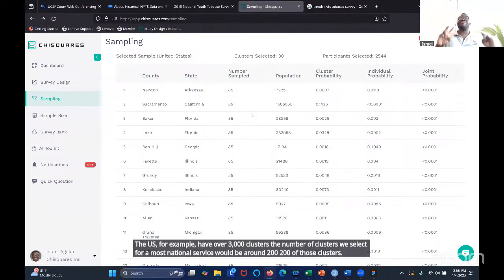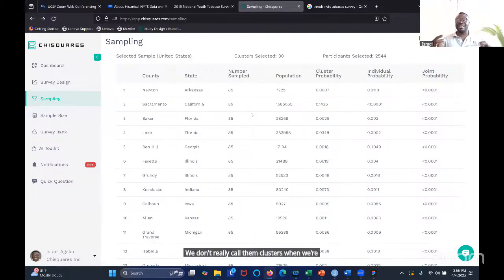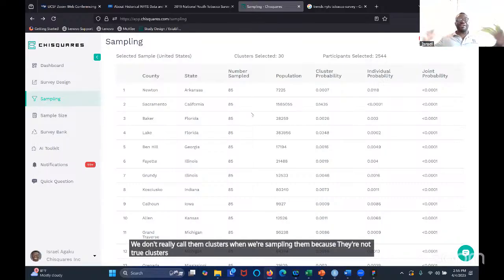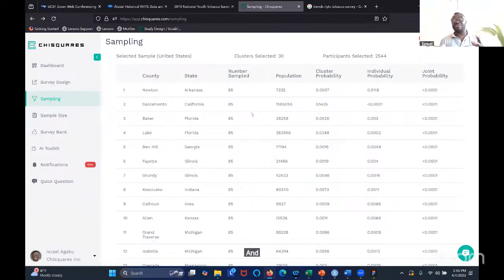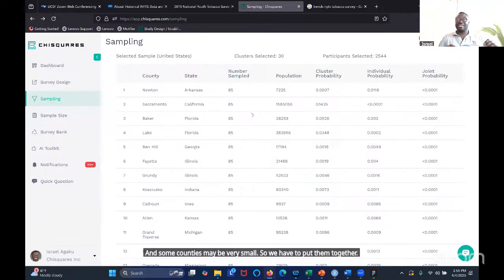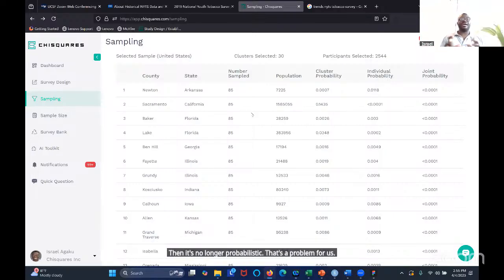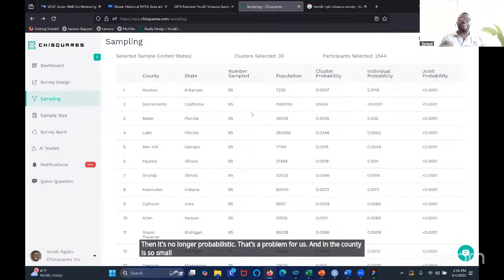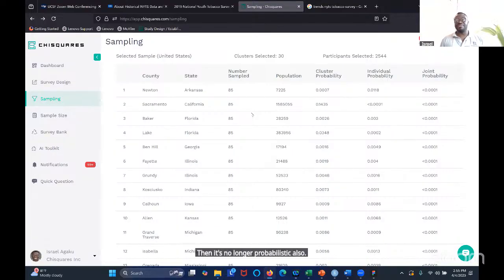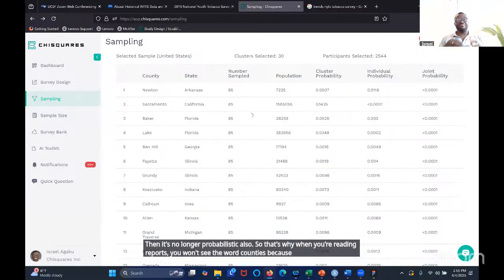And we don't really call them clusters when we're sampling them, because they're not true clusters. Some counties may be very big, so we have to chop them into pieces. And some counties may be very small, so we have to put them together. Because if a county is so big that the probability of selection of that county is 1, then it's no longer probabilistic. That's a problem for us. And if a county is so small that its probability of selection is almost approaching 0, then it's no longer probabilistic either. So that's why when you're reading reports, you won't see the word counties, because we have done some treatment to them to either break them apart or put them together.